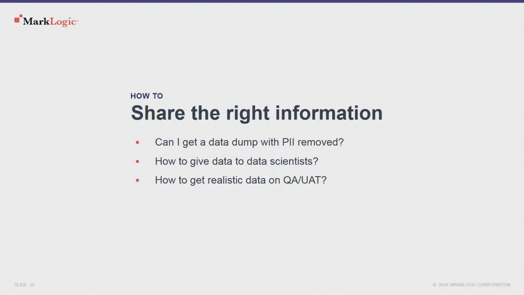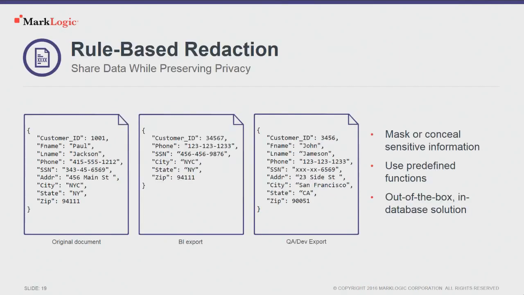We saw a little bit about Hadoop. Let's say you want to send data to a Hadoop cluster to do analysis. Do you want to send the social security numbers and all the information about the users? Probably not. But you need information that is useful. And we'll talk about how to make that useful, but still remove the sensitive information. And finally, I want to do performance tests or user acceptance tests. I need data that looks real, but it's not real. For that, we'll be using rule-based redaction.